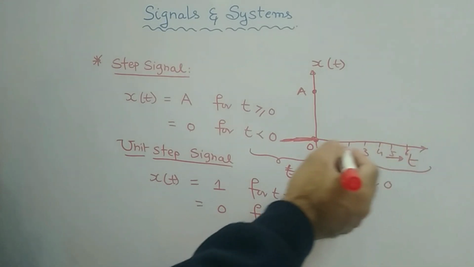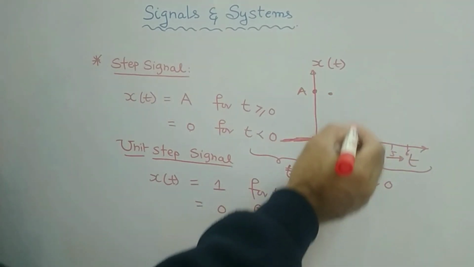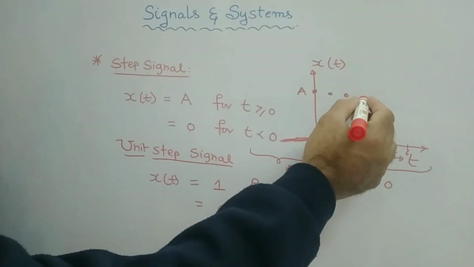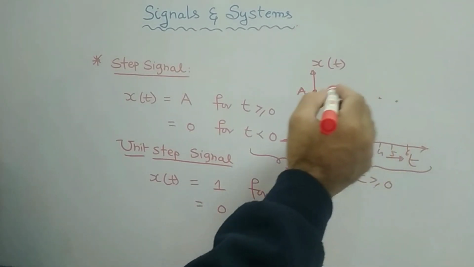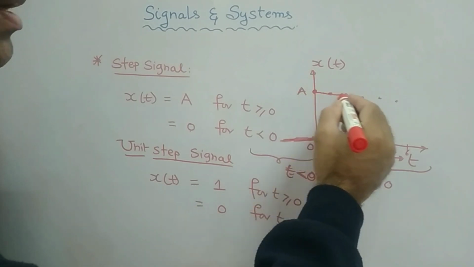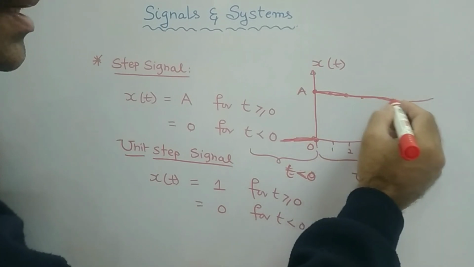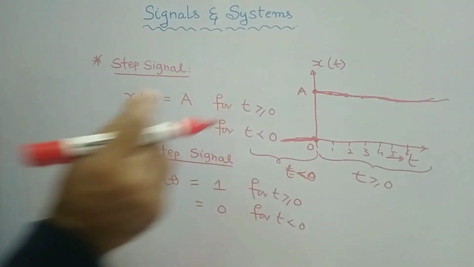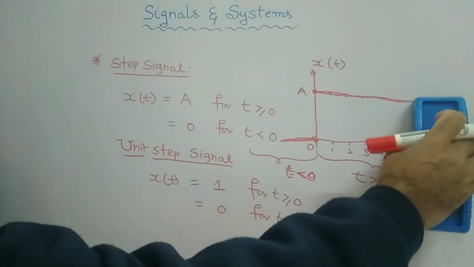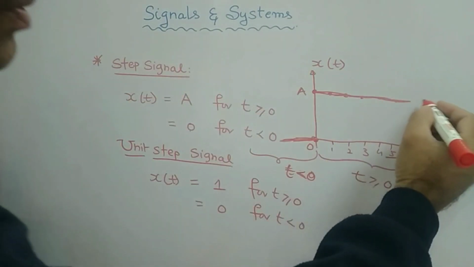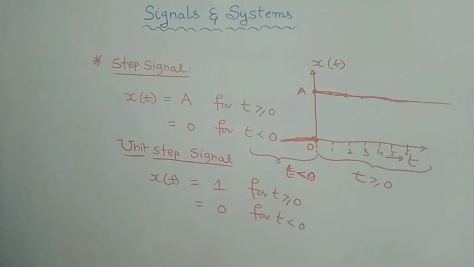For all these time values, for 1 you will have a, for 2 you will have a, for 3 you will have a, for 4 you will have a. If you combine all these points, you have a constant, continuous line. That's why it is a straight line, like this. It goes on continuously, like this. This is the step signal.